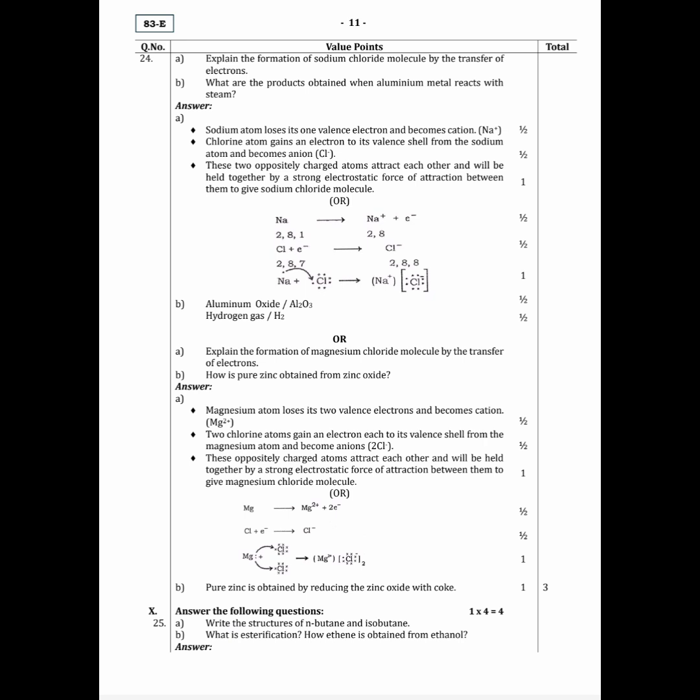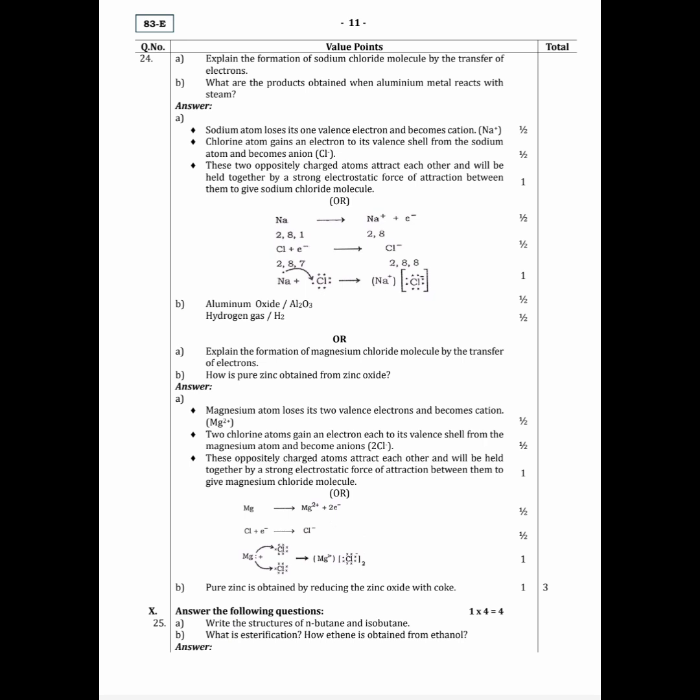Answer for subquestion A. Sodium atom loses its valence electron and becomes a cation. Chlorine atom gains an electron into its valence shell from the sodium atom and becomes an anion. These two oppositely charged ions attract each other and are held together by a strong electrostatic force of attraction between them to give the sodium chloride molecule.